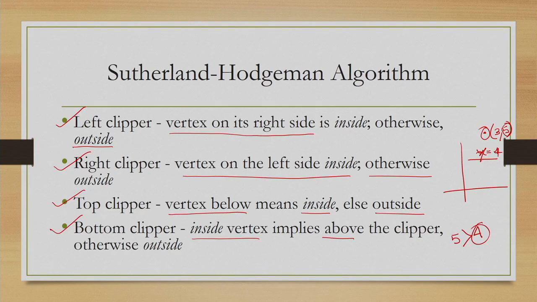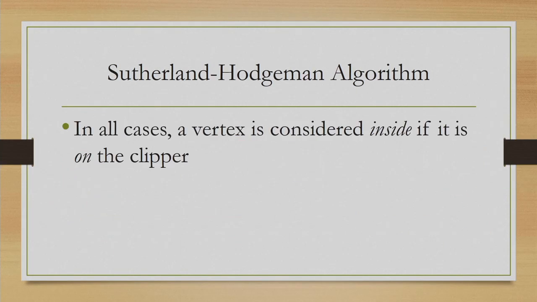Similarly, we can determine inside and outside based on comparing the x or y coordinate value of the vertex with respect to the clipper values. If the vertex is on the clipper, then it is considered inside in all the cases. So, for a left clipper, inside means either it is on the right side or on the clipper, otherwise it is outside, and the same is true for all other clippers.